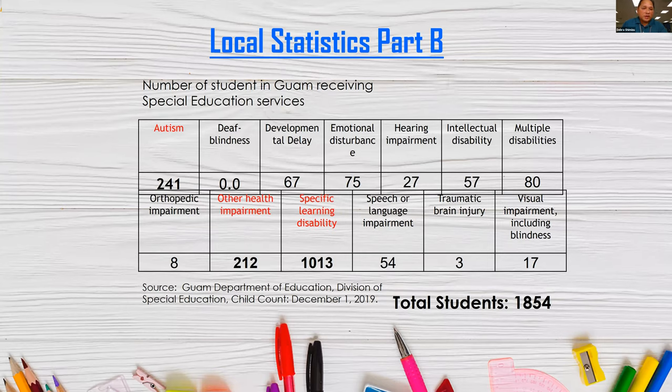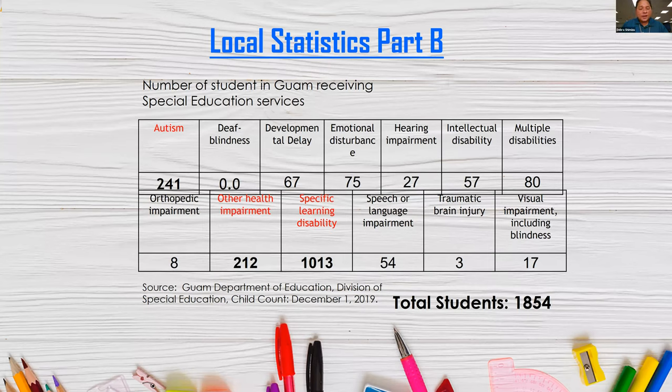This is a chart. This information was pulled on December 1st of 2019. The first thing I wanted to point out in regards to the number of students under each category is that these numbers will be slightly different. Maybe not too much, but they'll definitely be different. As you know, we're starting a new school year. Because this information was taken in December, between December and August, there are students receiving special education and related services that may have graduated. They may have transferred off island. And if they met the ultimate goal of special education, they may no longer need special education and related services. So these numbers will drop.